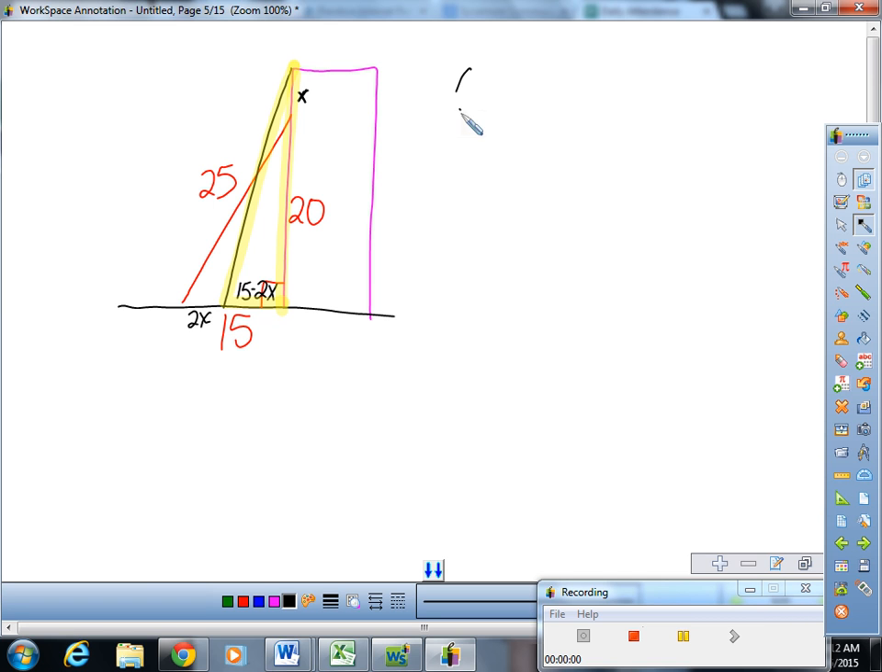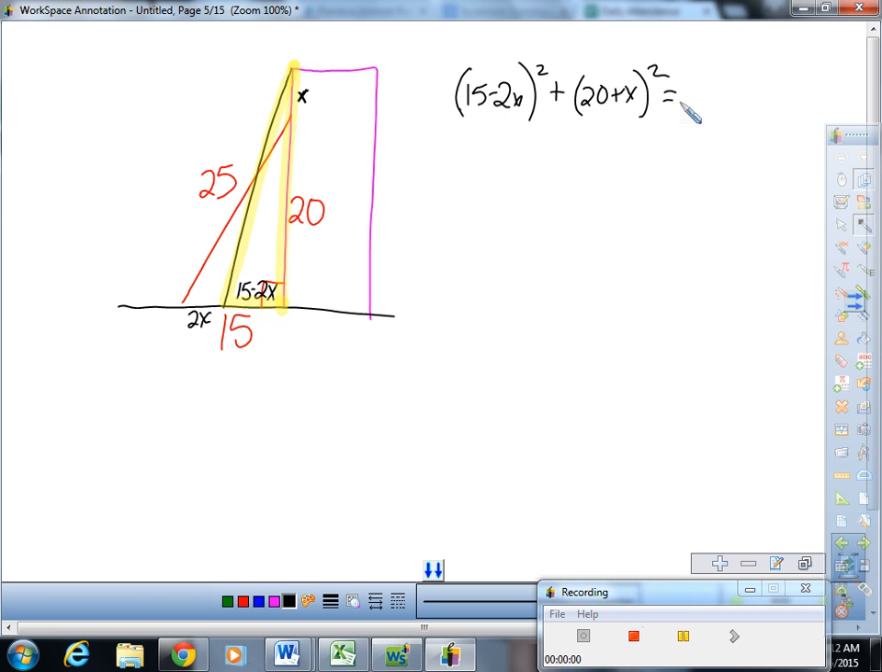Okay, 15 minus 2x squared plus 20 plus x squared is equal to 25 squared. Yep. Once again, I will FOIL it for you.